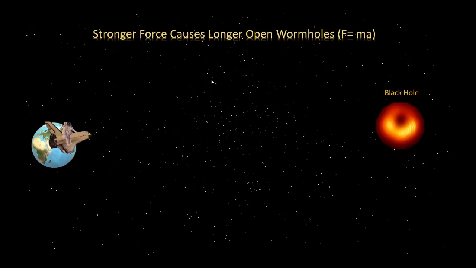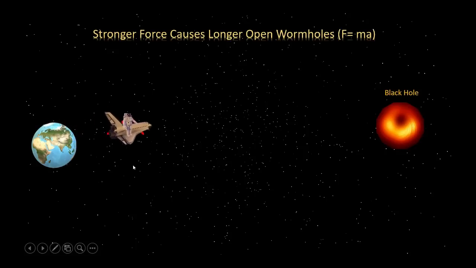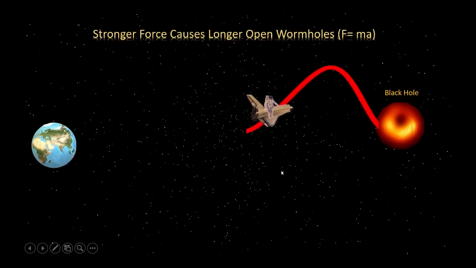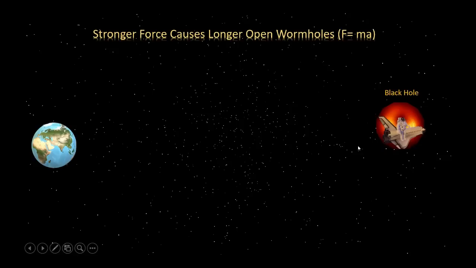What happens when a spacecraft flies toward a black hole? As it gets closer to the black hole, the gravitational attraction becomes stronger. Under the influence of this greater force, longer and longer wormholes open up. The last wormhole does not close at all. It remains open.